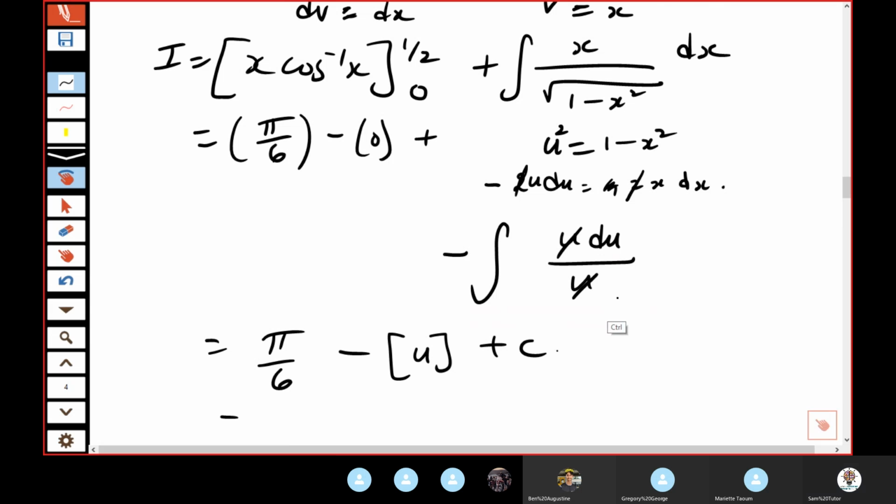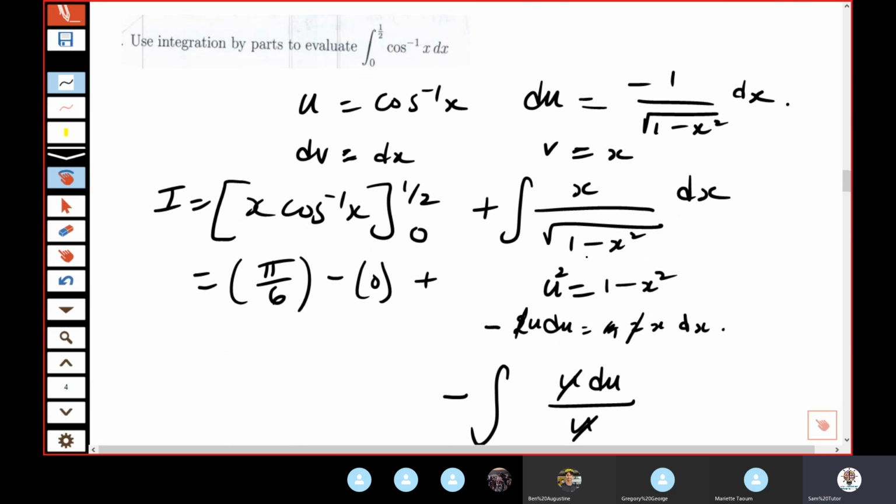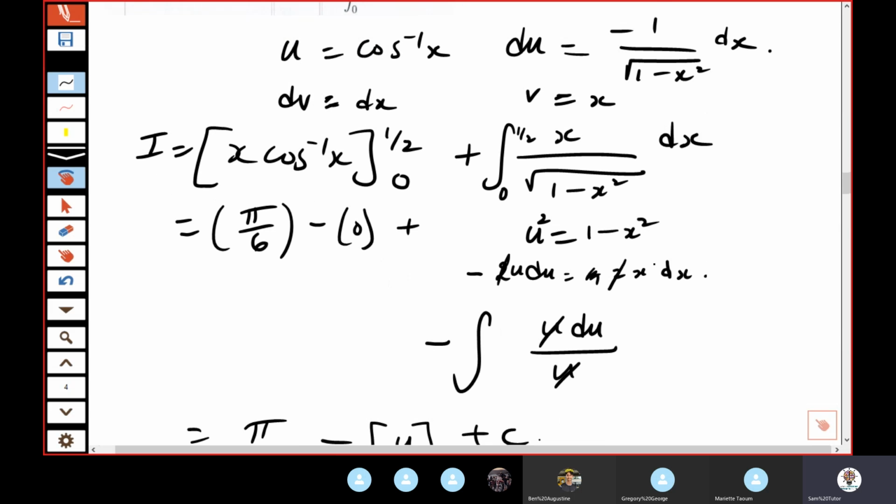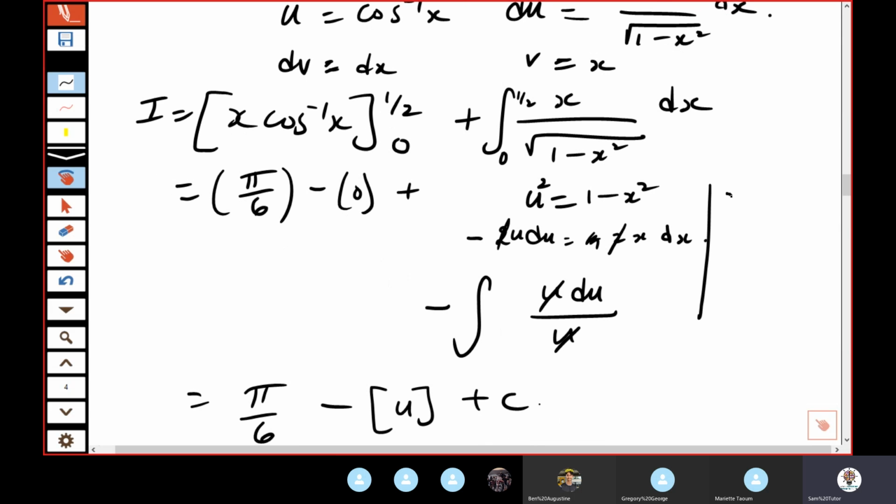Stuffed up. Here, there's limits, 0 to 0.5. So what are we meant to do with our limits? Right, we're meant to change them to u's. So when x is a half, half squared is a quarter. 1 minus a quarter is 3/4. Square root that, u equals root 3 on 2. So that becomes root 3 on 2. When x is 0, u becomes 1. That's 1.